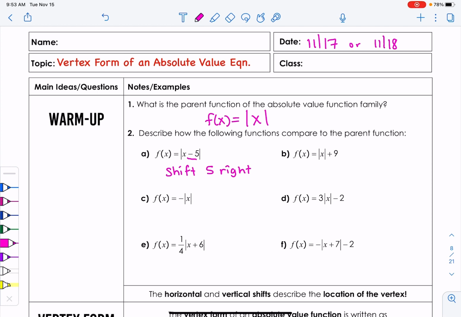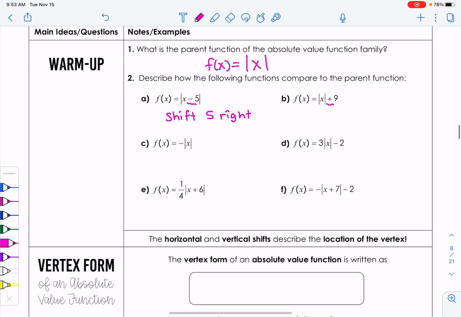Part B. If we take a look, we have a +9. That's on the outside. Outside just shifts up and down exactly what we think. So this is going to shift 9 up.